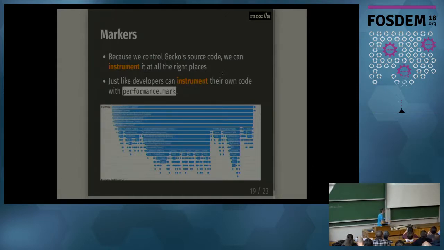Markers are something interesting too. As I explained earlier, the Gecko profiler is a sampling profiler, but the markers help overcome the limitations of this, because you instrument your own code. In Gecko, we do that in C++, of course, but you can do it in your JavaScript code with performance.mark and performance.measure, and we'll see that in the profiler.